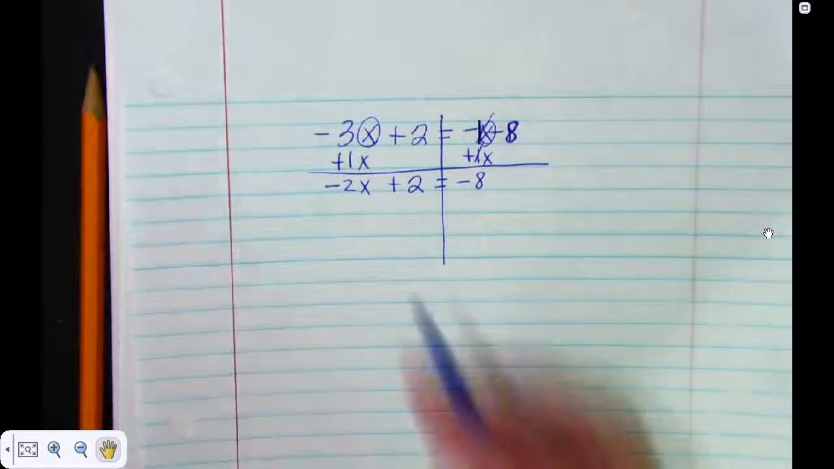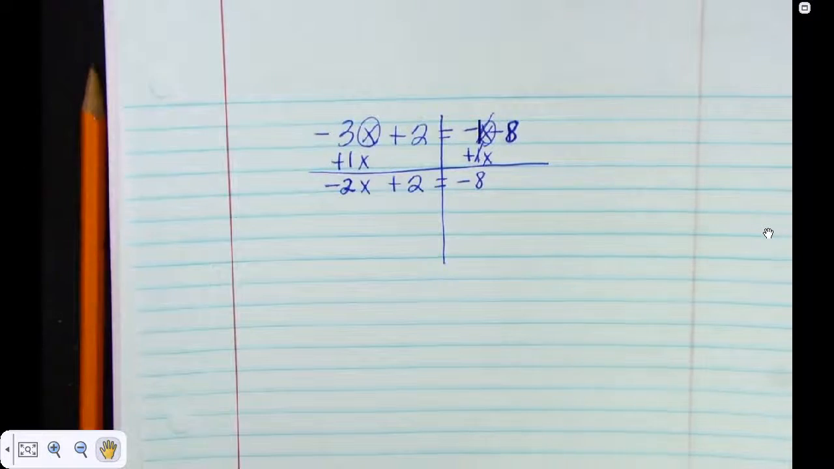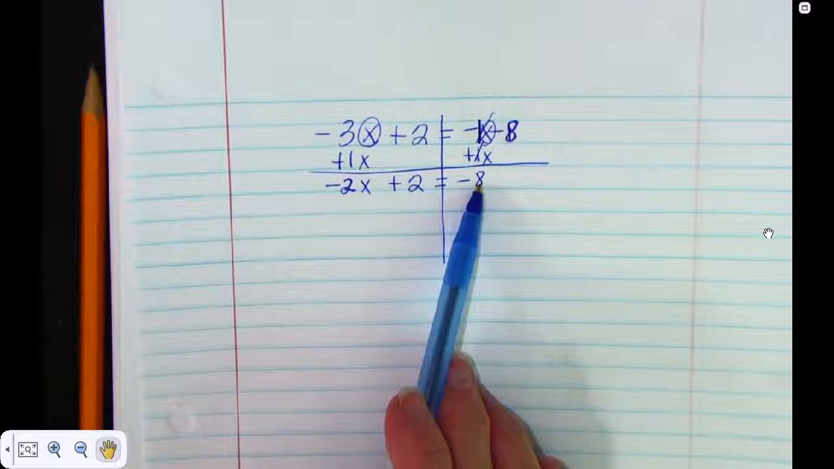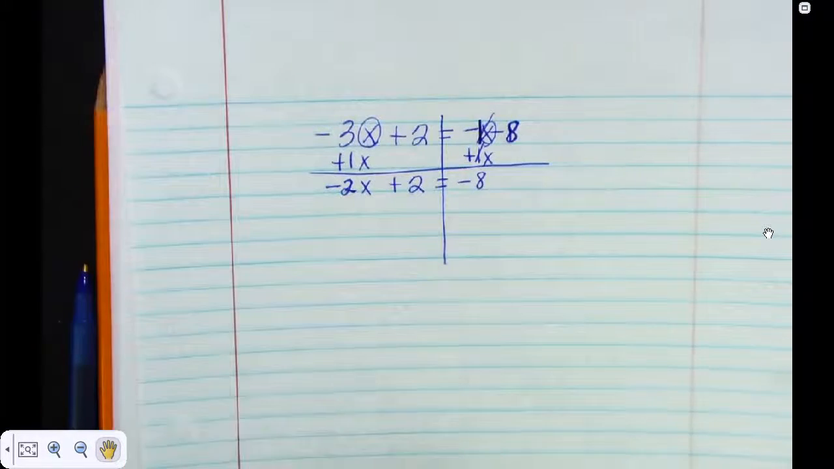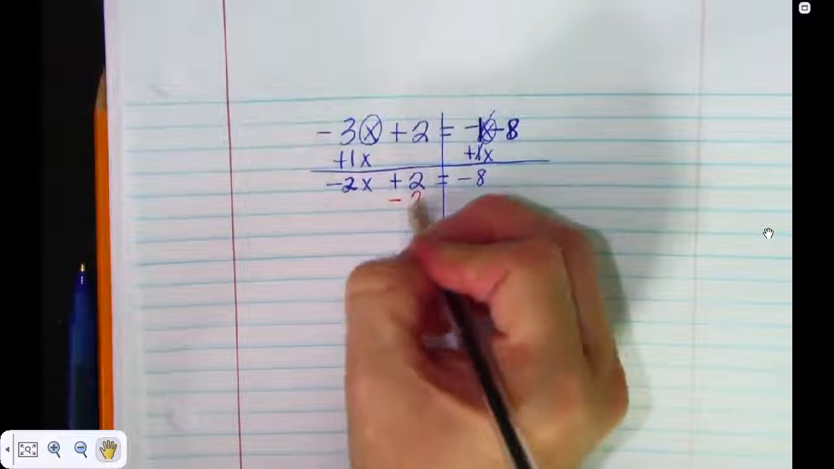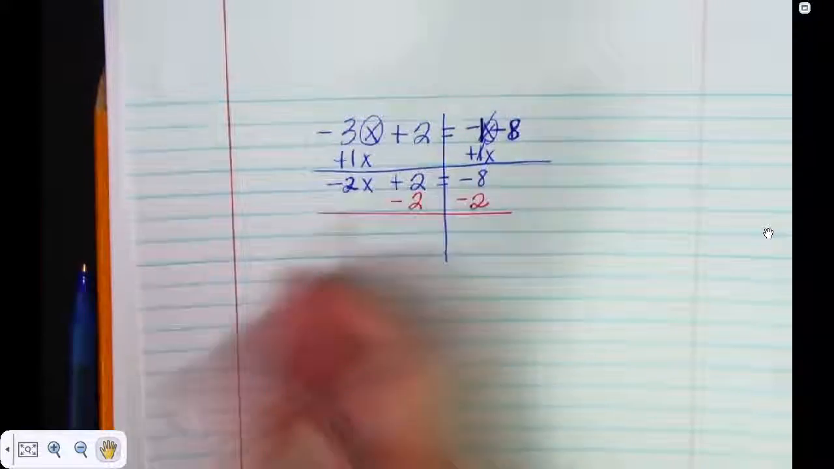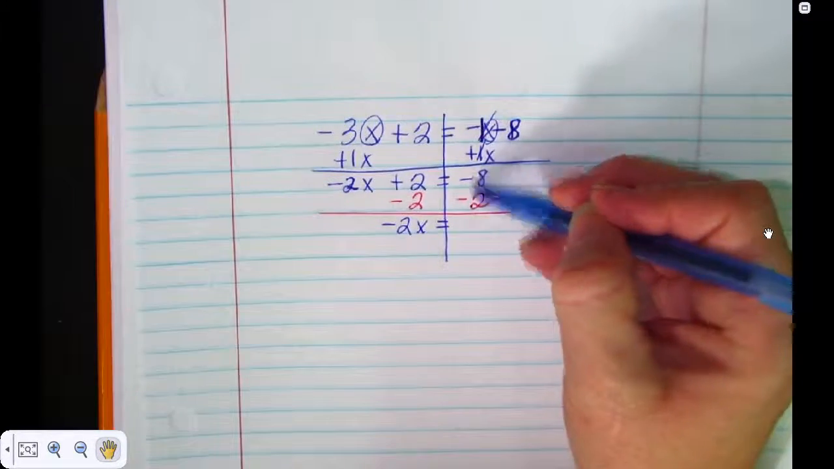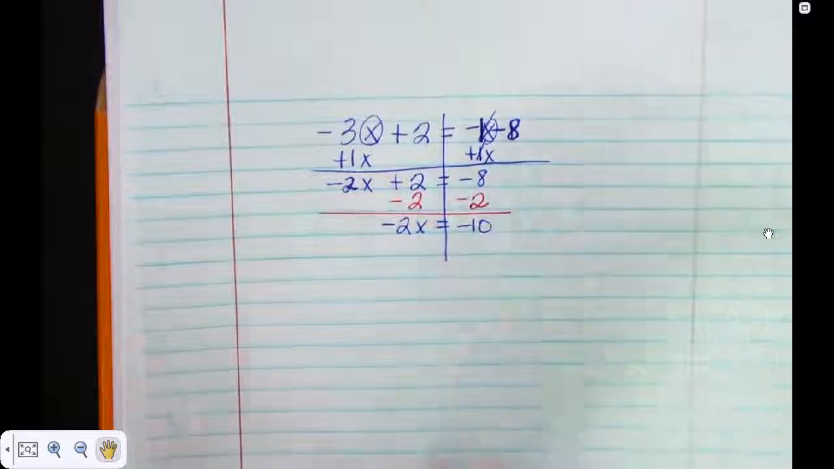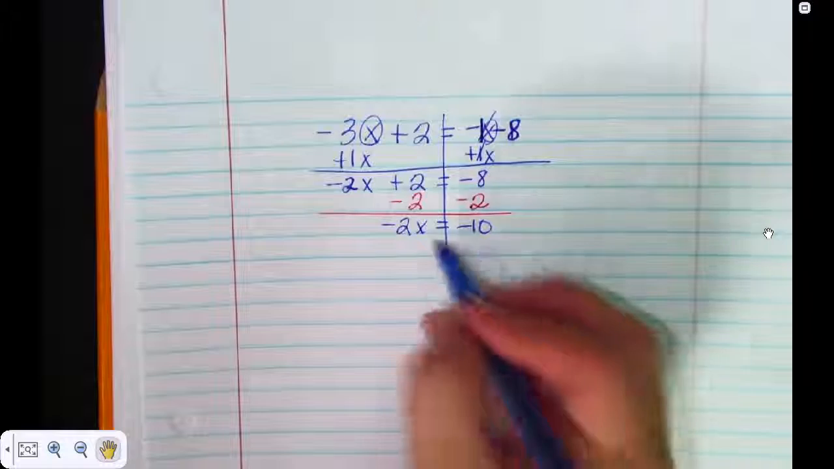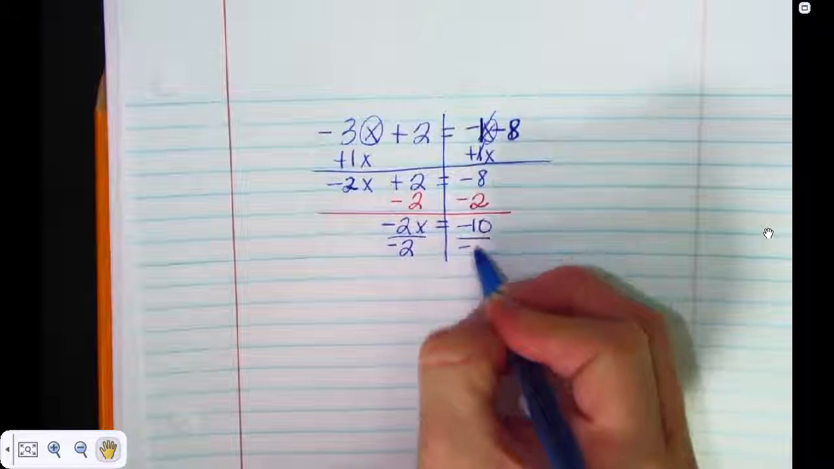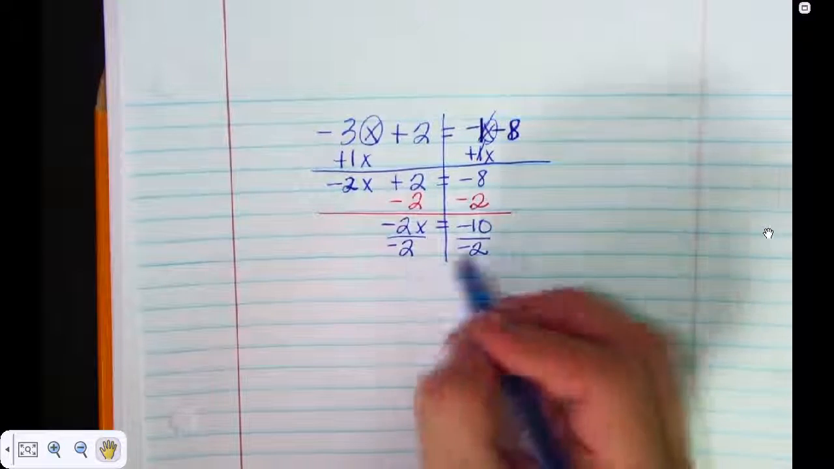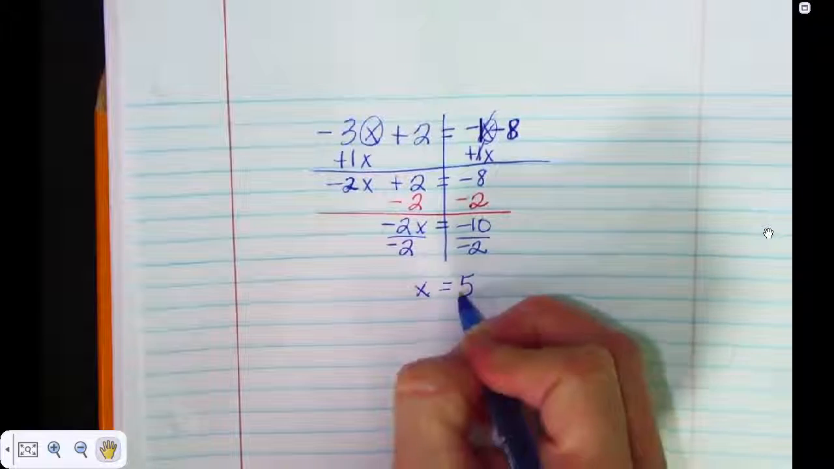Now we have a normal problem like we're used to solving. You have your variable plus 2 equals negative 8. So the next step would be to subtract 2. You get negative 2x equals, they're both negative, that will be negative 10. We're going to divide by negative 2. Remember, that's multiplying negative 2 times x, so we'll divide by negative 2 and get x equals 5.